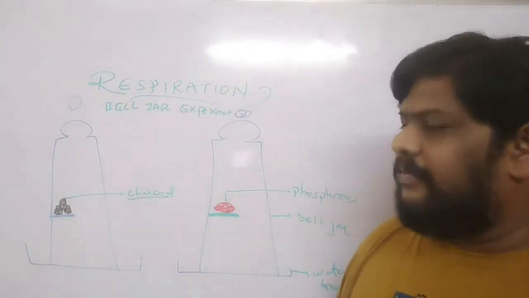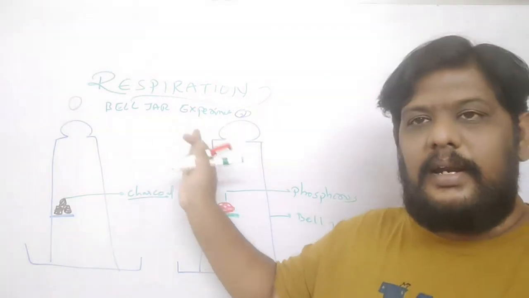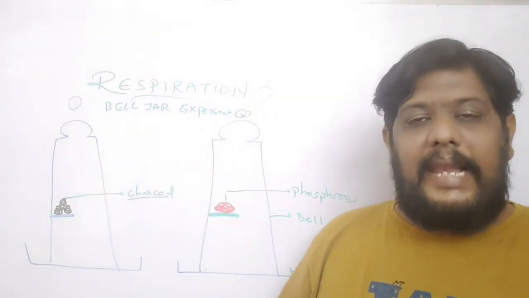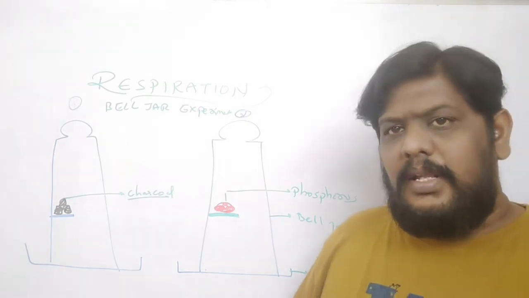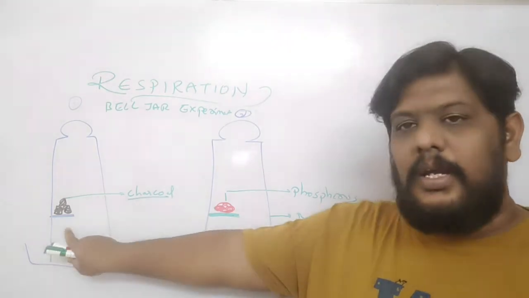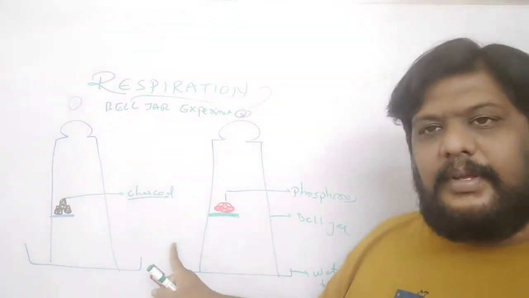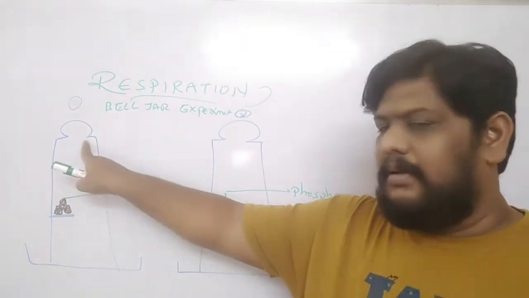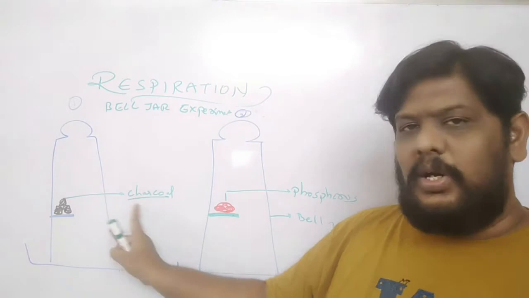So children, here we are seeing an experiment which is called a bell jar experiment, which was done by Lavoisier so that he could identify different gases. The first experiment is the bell jar experiment, which he did using charcoal. So here you can see this is a water trough. Okay, in the water trough we have taken a bell jar, and what we have taken is the charcoal.